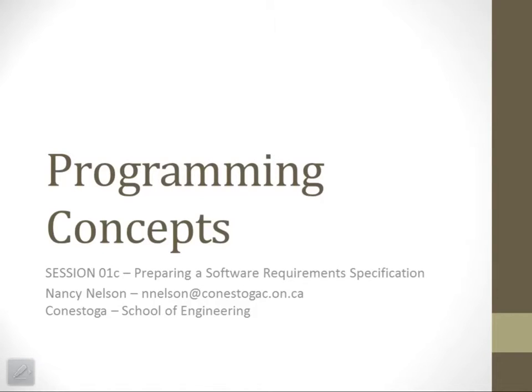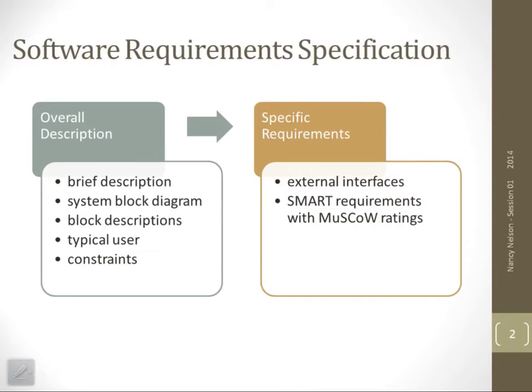In this session, we're going to take a look at the individual parts of a software requirements specification. As you remember from the last video, there are two main parts to an SRS, the overall description and the specific requirements. So what we're going to do now is take a look at how each of these elements work together to form the software requirements spec.